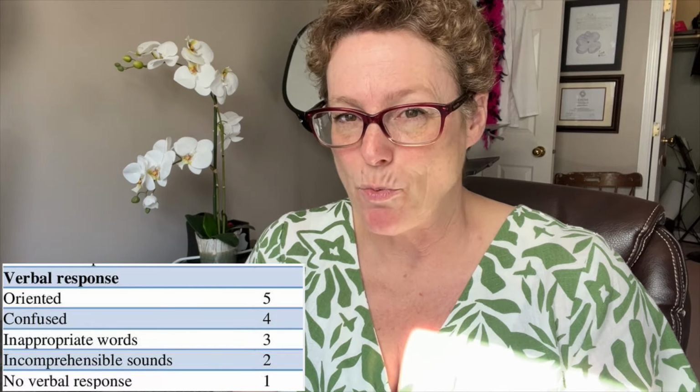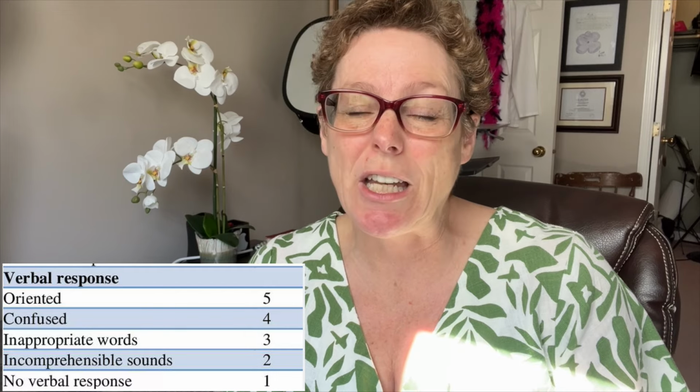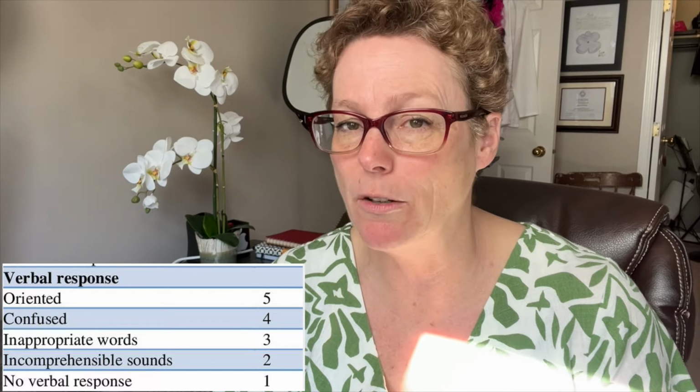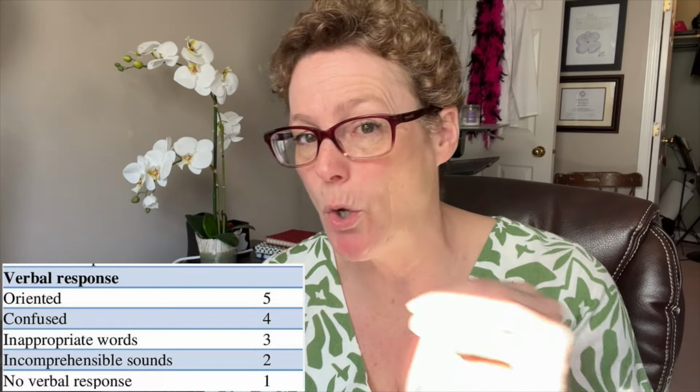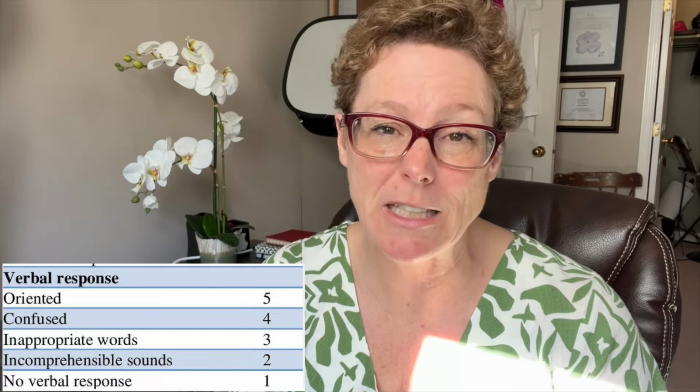Best verbal response, incomprehensible sounds. There's really an attempt maybe to speak, but it's just noises. It's not any articulation of words. So that would be a 2 out of 5. And then 1 out of 5 would be no response. There's no articulation, there's no sounds. That's a 1. So that's the Glasgow Coma Scale explained.